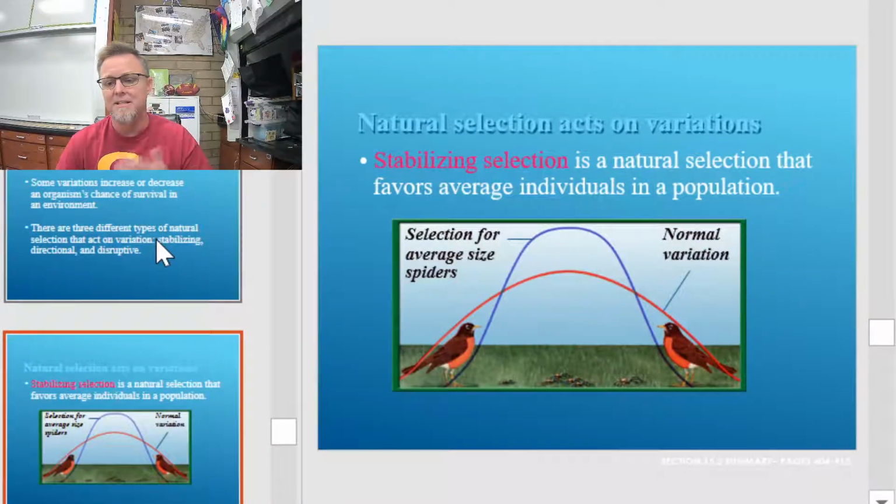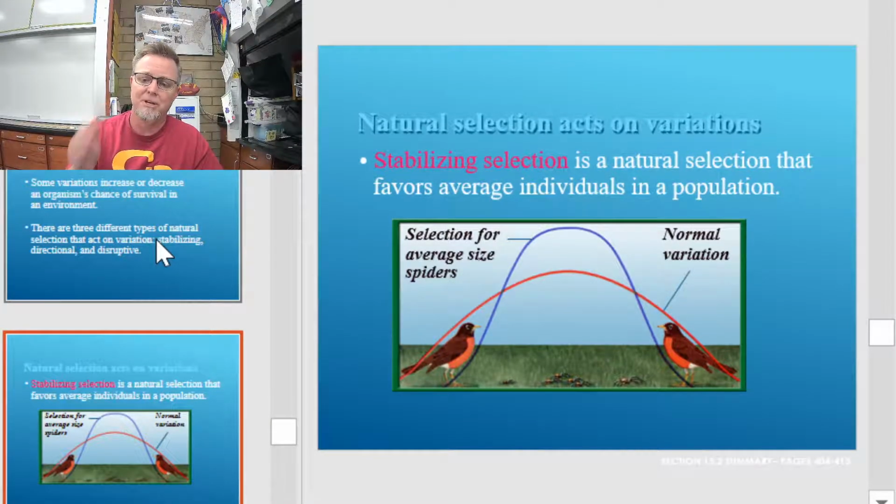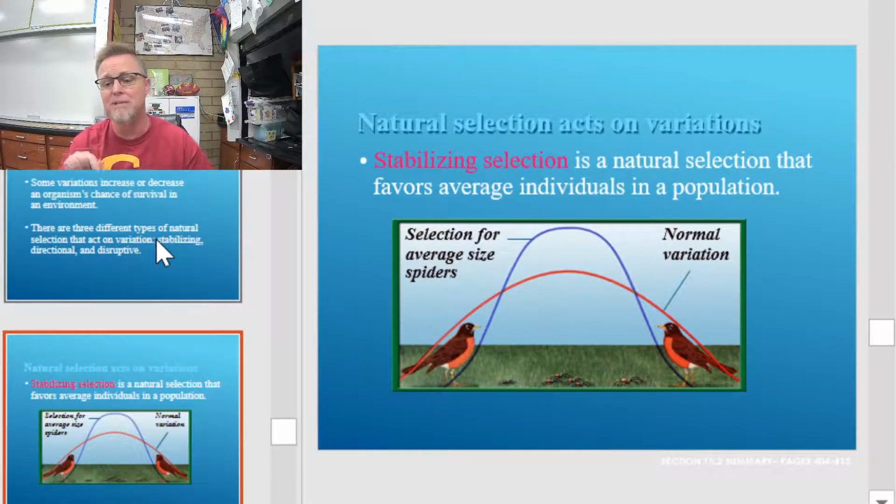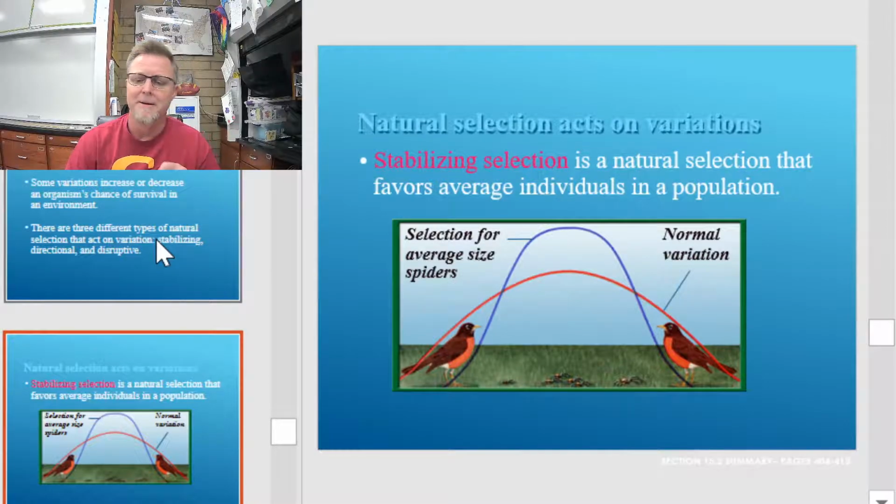Now, stabilizing selection. Stabilizing selection is natural selection that favors average individuals. So if you look close at this picture, a lot of people think this is all about the birds. Well, I suppose it's kind of about the birds, but look really close at the bottom, and you will see there's spiders in this picture. I hate spiders. Okay, so anyways, there's big spiders on one side, little spiders on the other, and then the medium-sized spiders in the middle. So what's this all about?